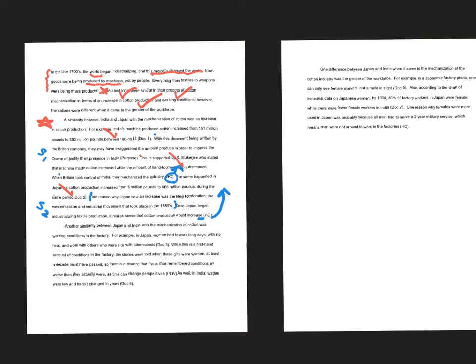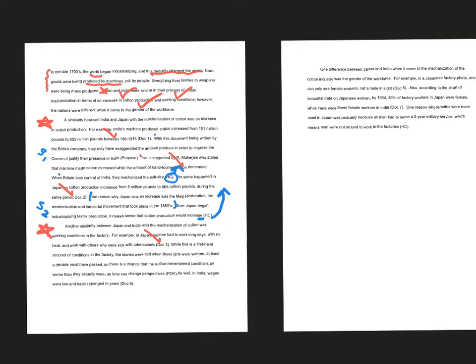Another similarity between Japan and India was the mechanization of cotton was the working conditions. Outstanding topic sentence. For example, in Japan, women had to work long days with no heat and work with others who were sick with tuberculosis. That does an excellent job showing terrible working conditions. Good job.